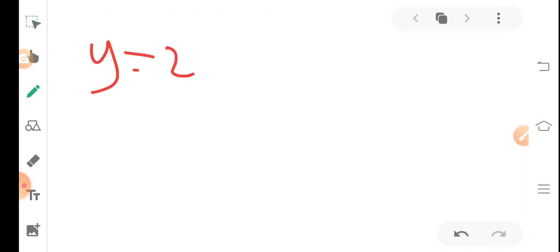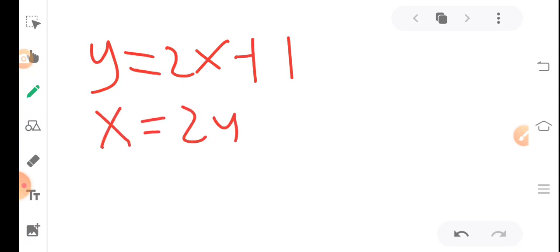Our example here: y is equal to 2x plus 1. As I have said, switch the position of your x and y. So we have x is equal to 2y plus 1. Then solve for y.